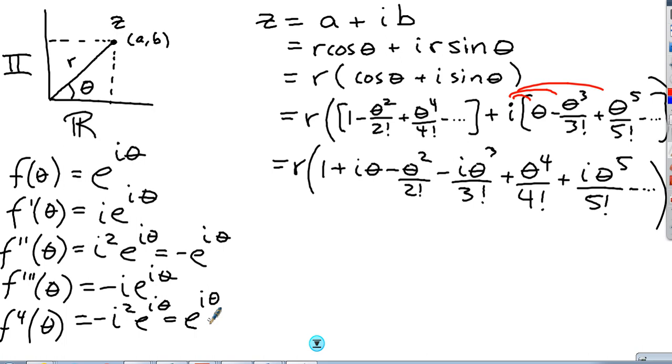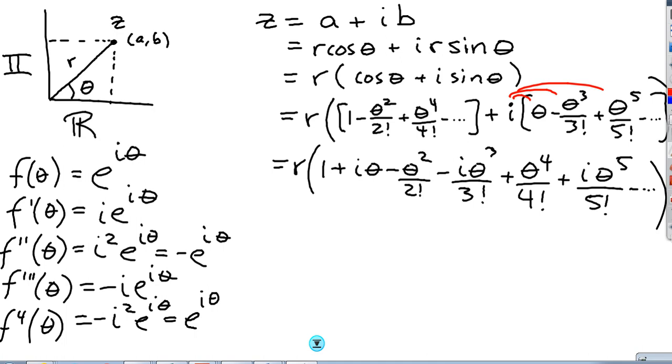And what we see is that some of these terms will have i's in them and some of them have negatives in them. So that, again, gives me some confidence that we are onto something. Now, remember, the next thing that we're doing here is we have to plug in theta equal to 0. So we're going to evaluate all of these at theta equals 0.